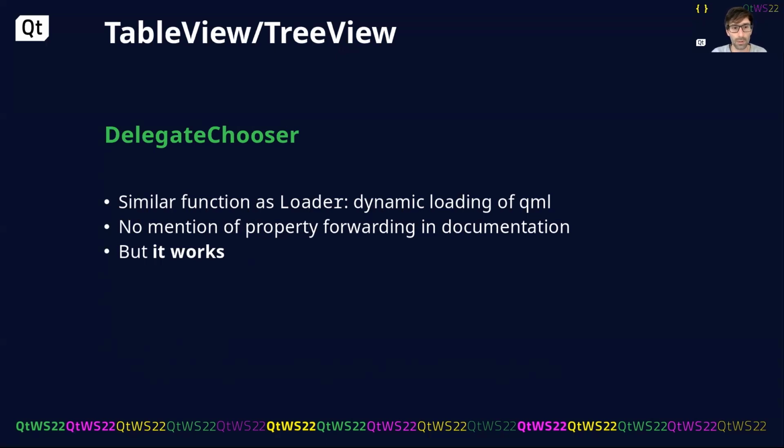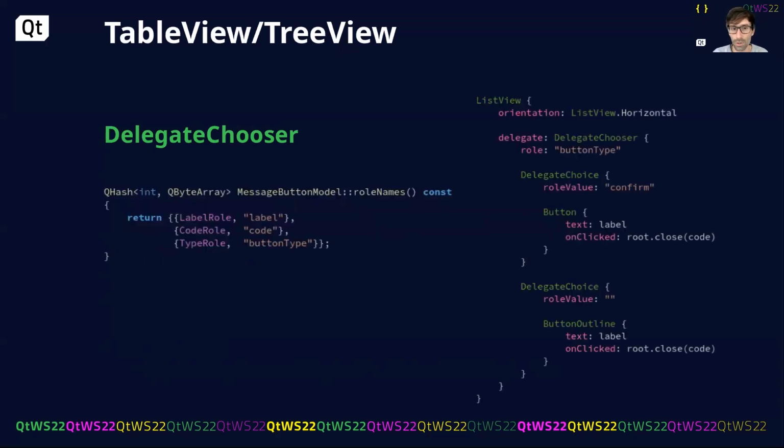The thing is, and I'm going to show an example here, delegate chooser allows using the roles that you expose in your models directly without any further difficulties. You can see label, code, button type, we're using those in the QML on the right. And this is a lot more difficult with a loader. So if you can use a delegate chooser in your list views, in your table views, in your tree views, it makes a lot of sense to use them because they just work so well.